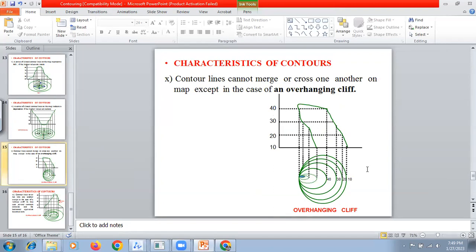Here is the contour of a cliff. As you go away from the center, there will be different contours: 40, 30, 20, 10. That means it is below 10. And as you are moving from right to left, it is rising.